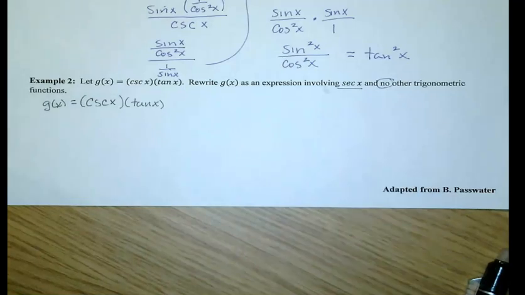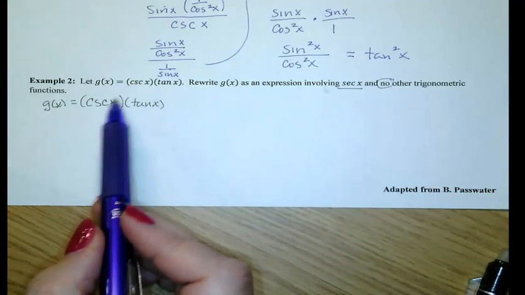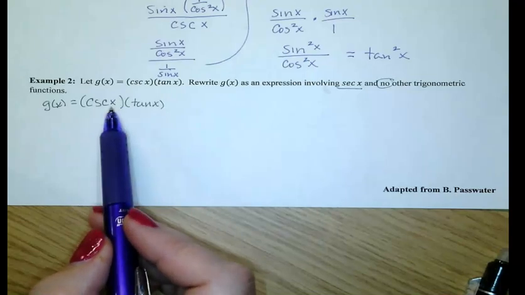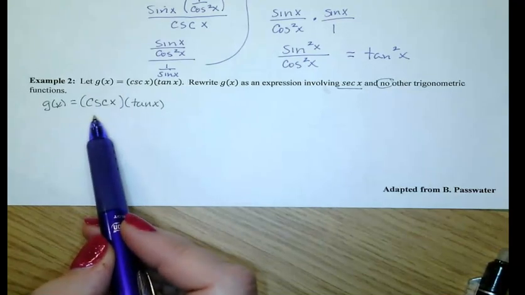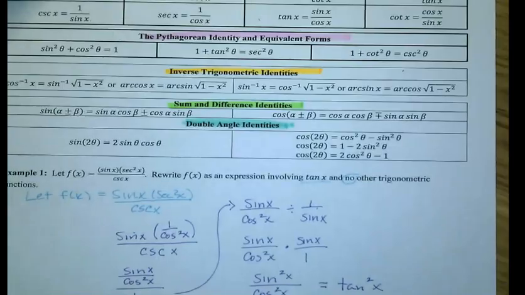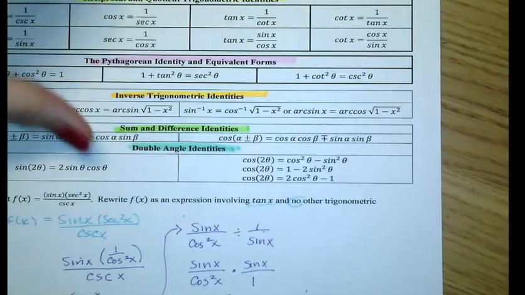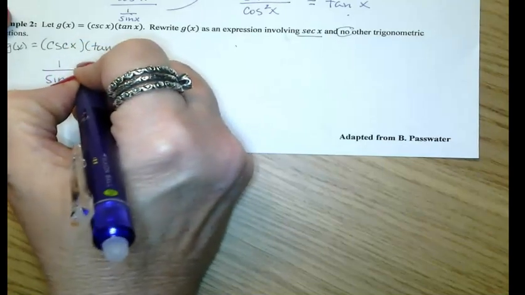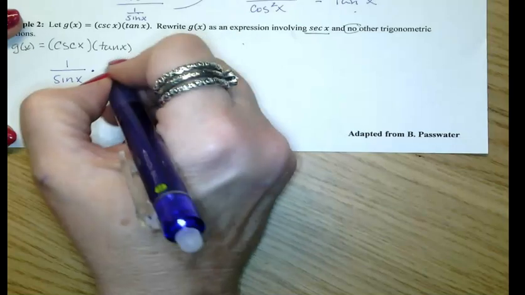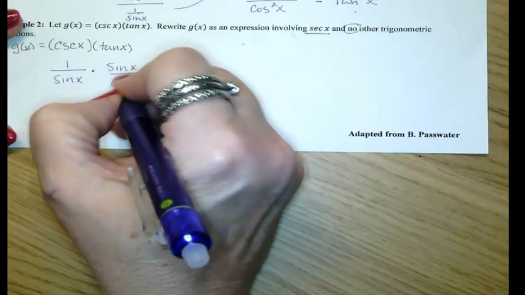All right, so let's look at what we can do here. We can look at reciprocal identities. What's the reciprocal of cosecant of x? Cosecant of x is 1 over sine. What do we know about tangent? Tangent can be written as sine over cosine. So what do they have in common? They have sine. So I'm going to rewrite this using the reciprocal, 1 over sine x, times, and then I'm going to use tangent as sine x over cosine x.